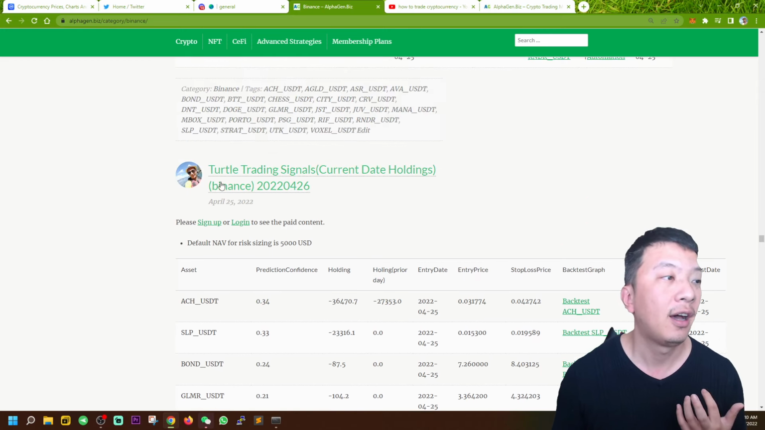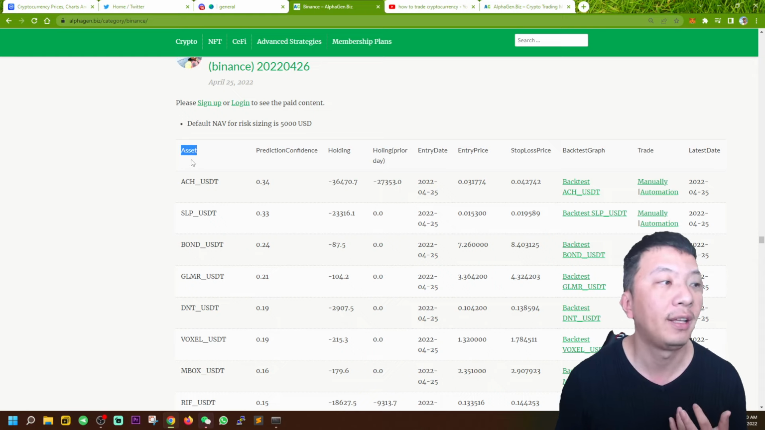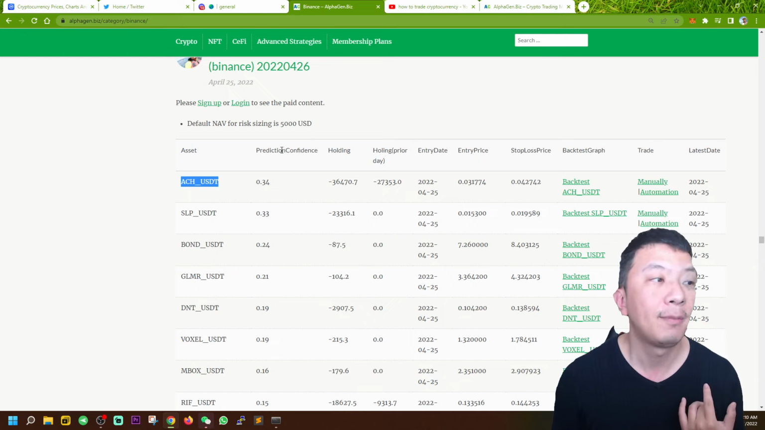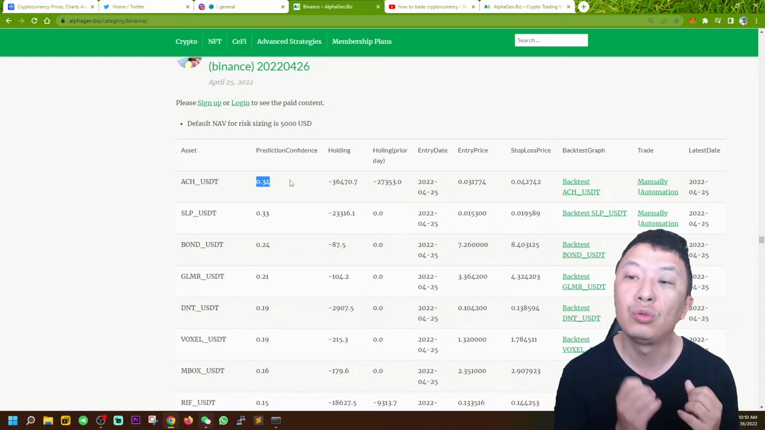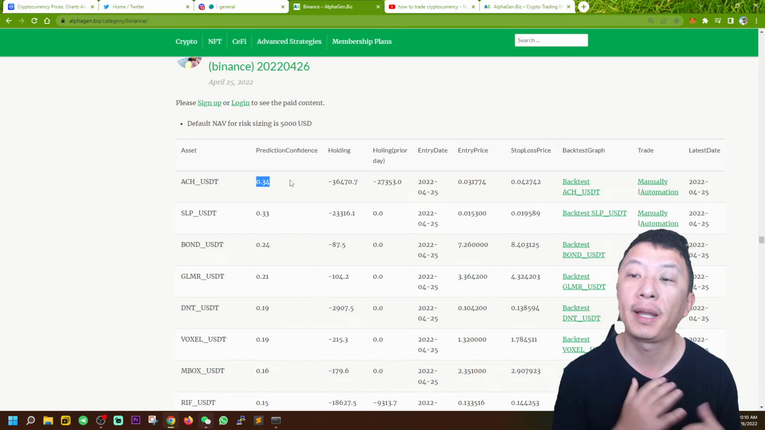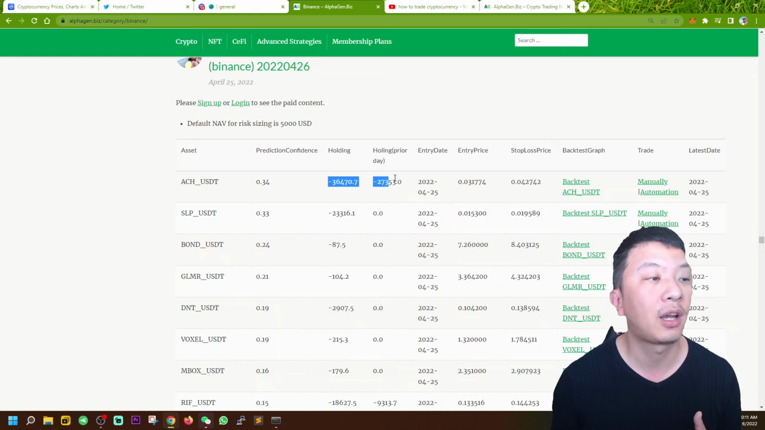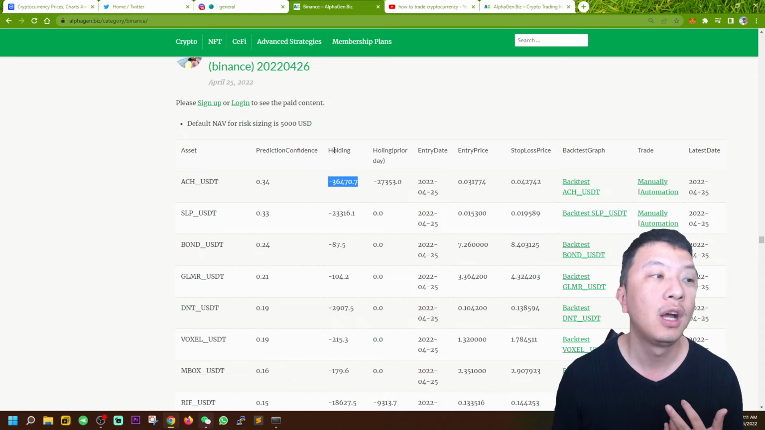Each day, this is one of the reports. It will tell you my current day holding based on the model. There are some fields here. Number one is asset, which is the cryptocurrency I'm trading right now. Number two is called prediction confidence. This is based on the trading signal rules you set up, then going to the history to backtest and see the result. I will show you a bit more detail on this. Next is the current holding, either long or short. It will tell you what you should do, what you're currently holding, based on your default account size.